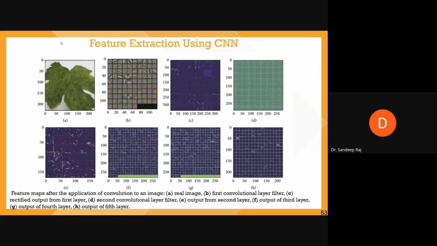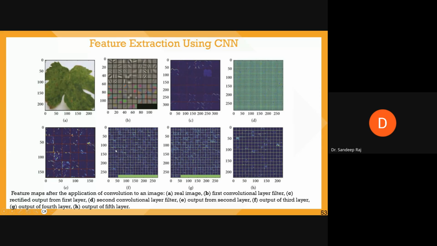So this is an image. On the left hand side, you will find an image having no background, and B is the first convolutional layer filter that is being applied on the image, and the rectified output of the first layer is shown in figure 3, highlighted in blue. You will find that the features are almost uniform, based on the quality of the data we have. And in the D part, it is the image for the second convolutional layer filter.